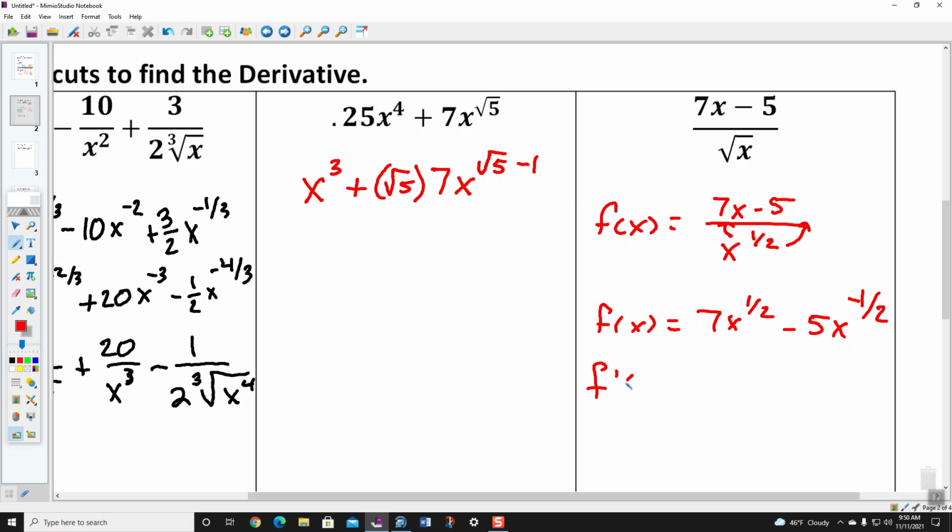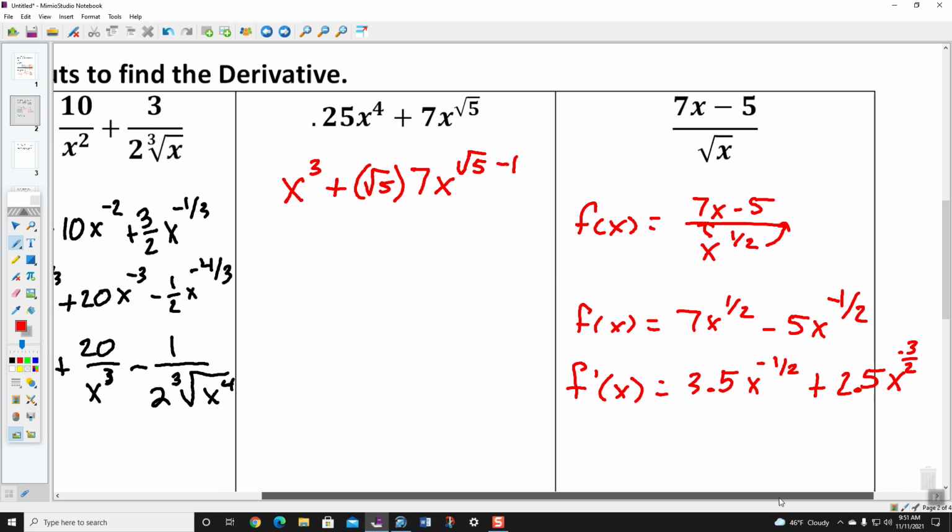So it would be f prime of x equals 3.5 x to the negative 1/2. Okay, negative times negative for the next part. Plus 2.5 x to the negative 3 halves. Yep. Subtracting 1.